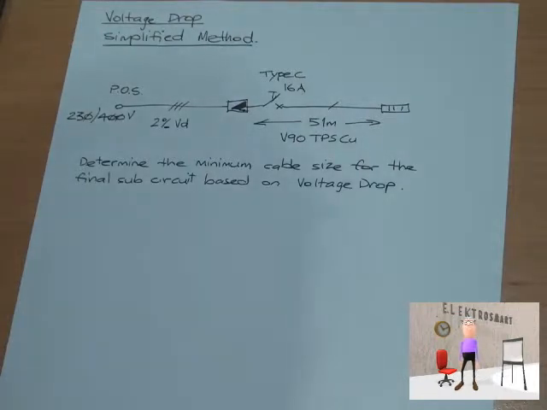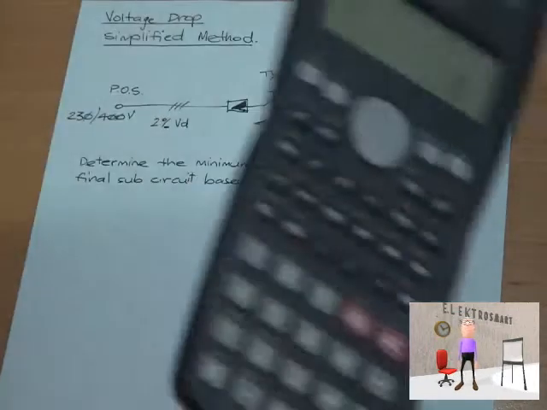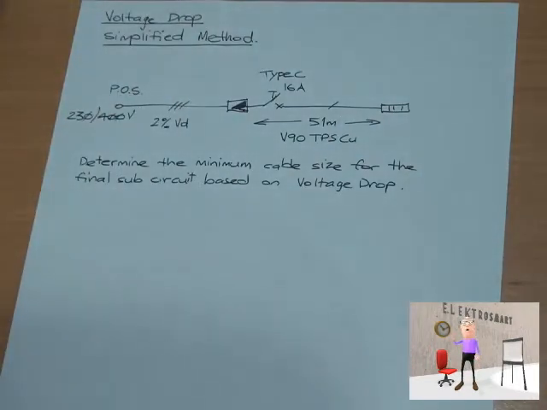So to do this, you'll need a calculator. You'll also need your Australian standard AS3000, and specifically we'll be using table C7 today to try and solve this problem.